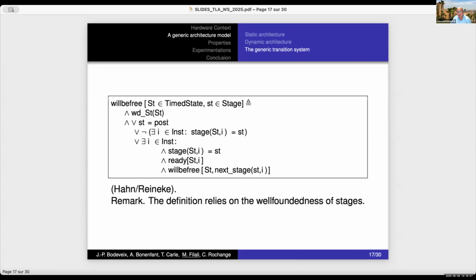So we have here a chain of calls to the will be free function, and thanks to this recursivity, instructions will move according to the status and the readiness of the different nodes in the pipeline. Of course, this definition is recursive. We have to assert its validity, and here we use the hypothesis that we made in the beginning, that the set of stages is well founded.